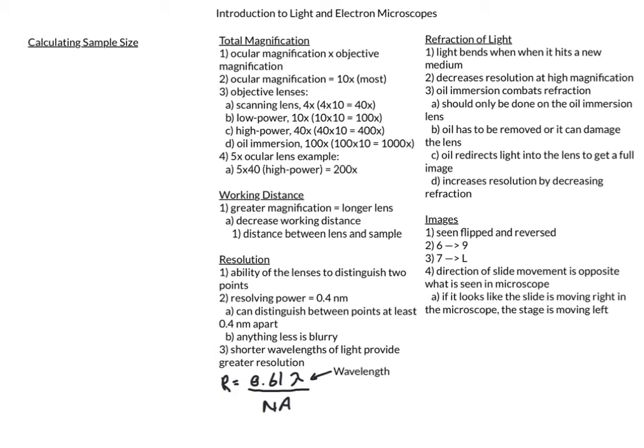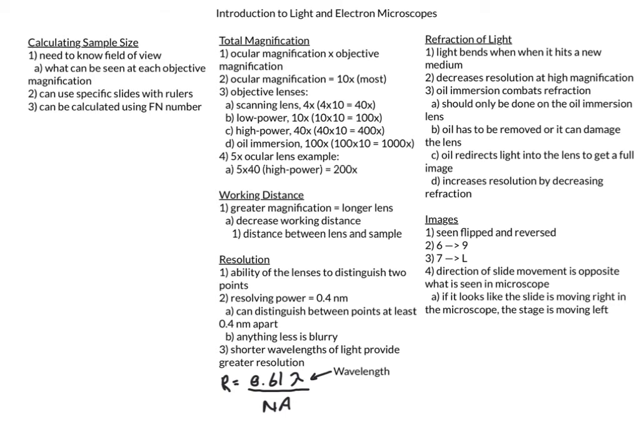Now, in order to tell the relative size of a sample, we need to know the field of view. The field of view is simply what you can see as you're viewing down through each of the specific objective lenses. You can use a specific microscope slide that has very small rulers on it in order to see the field of view for each objective lens, but that would just be too easy. Instead, we're going to calculate field of view by using what is called the FN number. This is generally 18 and can generally be found on the eyepiece on your microscope. So you can take the FN number and divide it by the objective magnification to get your field of view.